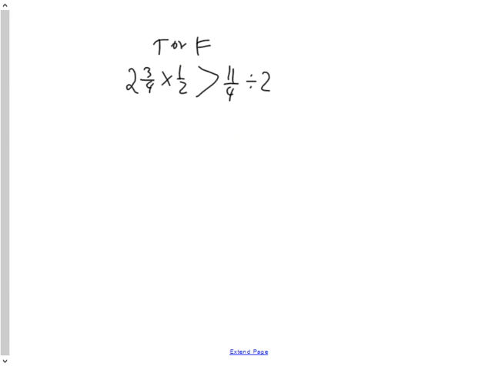Next question, 2 3/4 times 1/2 is greater than 11/4 divided by 2. Well, if you're really bright, you looked at this and said, that's the same question. Because 2 3/4 is really, oh sorry, not 11/2, but 11/4 as an improper fraction times 1/2. And if I was to do this question, I would multiply by the reciprocal of 2, which is this. And without even working out what the answer is, I know that if I was to actually multiply this out, they're going to be the same. So therefore, false. The answer is they are equal.